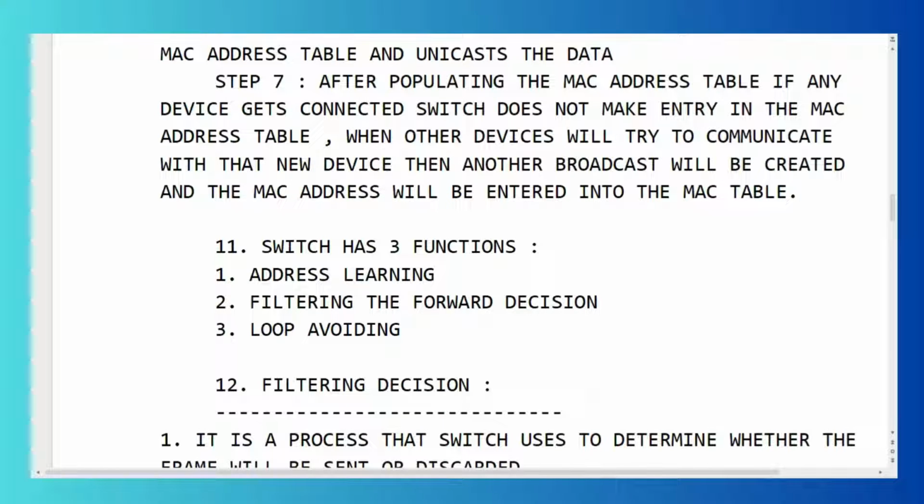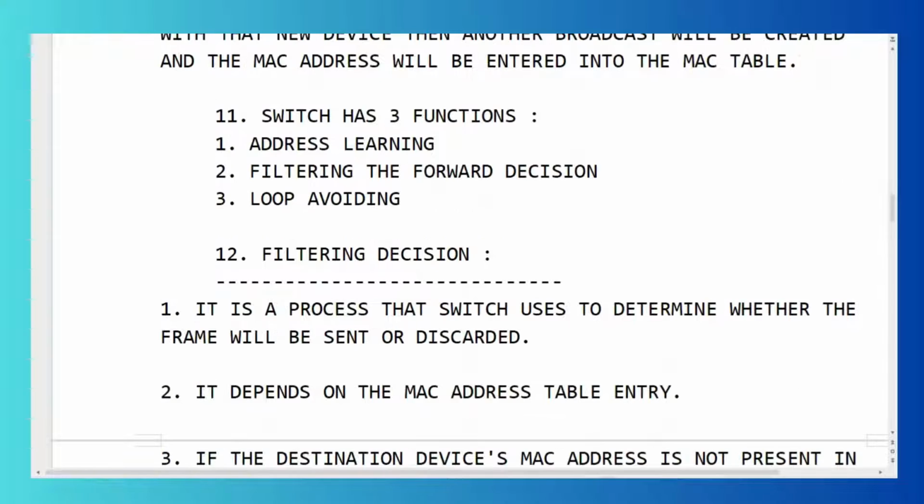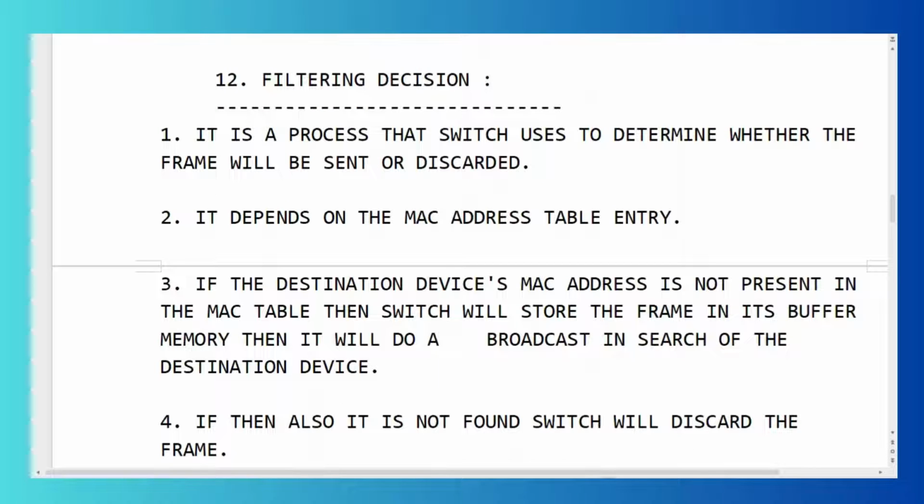Switch has three functions: address learning, filtering the forward decisions, and loop avoiding. First, I will explain filtering decisions. It is a process that the switch uses to determine whether the frame will be sent or discarded. It depends on the MAC address table entry.